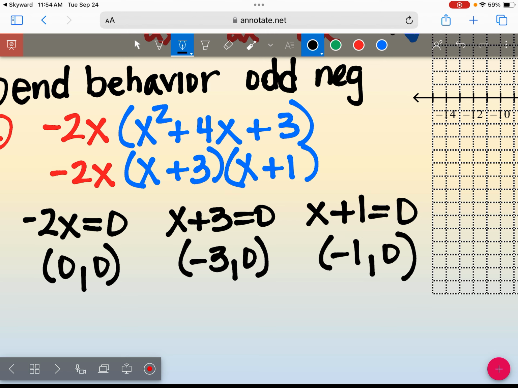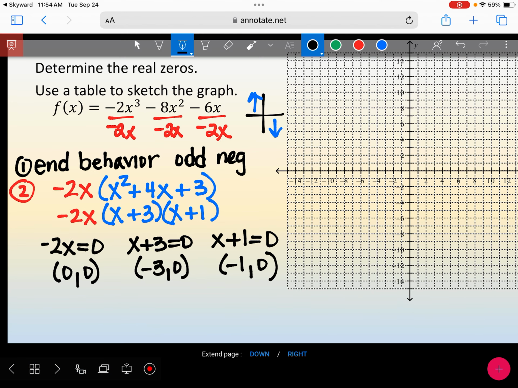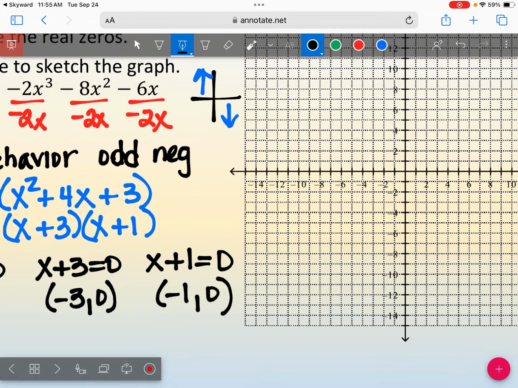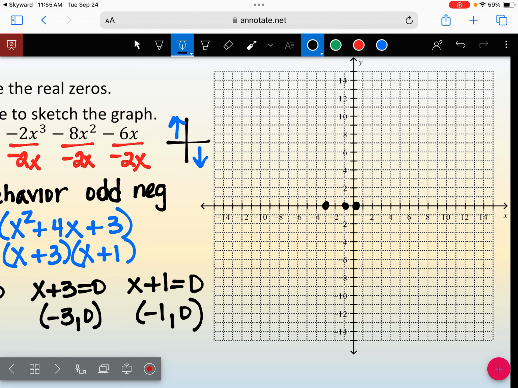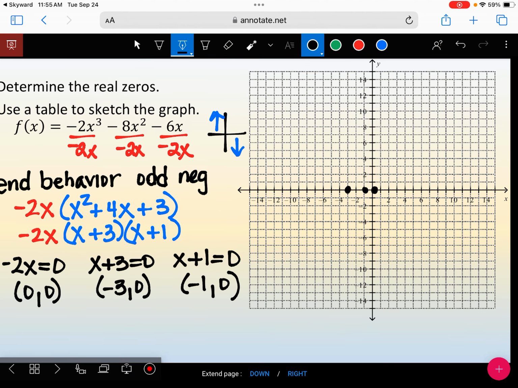Let's go ahead and plot those points on our x-axis. And then I like to go ahead and add my end behavior. So off the 0, I'm going to have an arrow going up. And then here, this side is going to go up. Off the 0, I have an arrow going down. Sorry, because the right side goes down. On the left side, it's going to go up. And then your last step is to find your middle points.